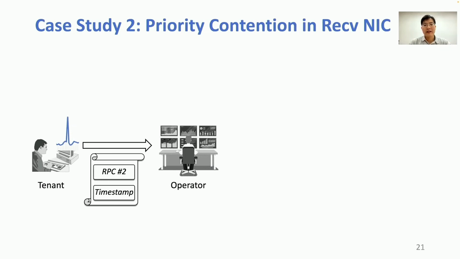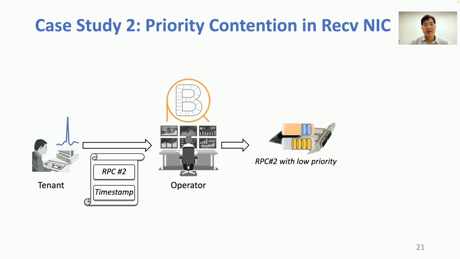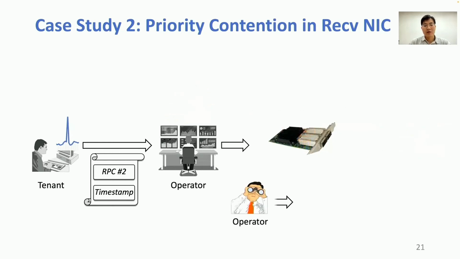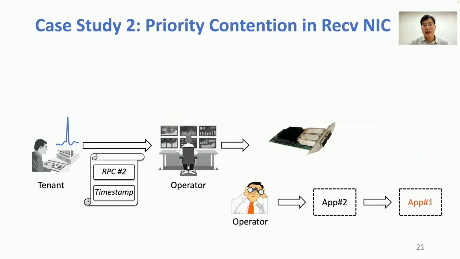The second case is caused by priority contention in the receiver NIC. RPC2 encountered latency anomaly. BufScope detects priority contention in the receiver NIC, where RPC2 is delayed by RPC1. Such indicative clues quickly reveal a wrong priority configuration of application 1, which is a bug in a version update. Without BufScope, the operators first naturally check the logics of application 2, and finally find the bug in application 1, which took 2 days in reality.